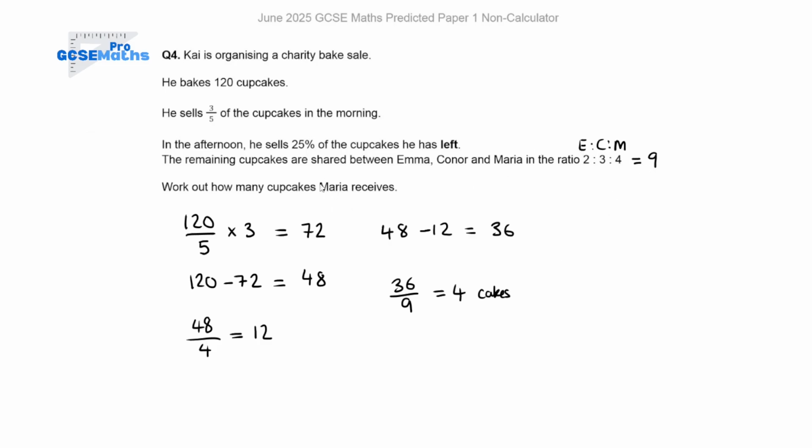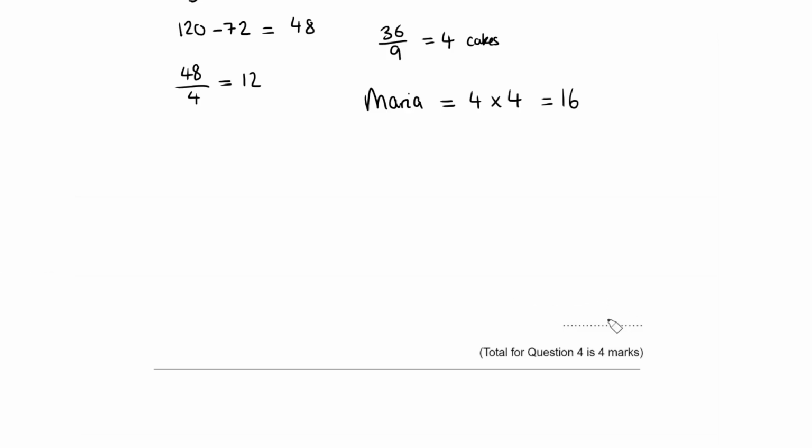Now we want to know just Maria. We don't need to work out the other two. So for Maria, she has 4 cakes per 4 parts. So 16. So your final answer should be 16. And as you can see, that is 4 marks.